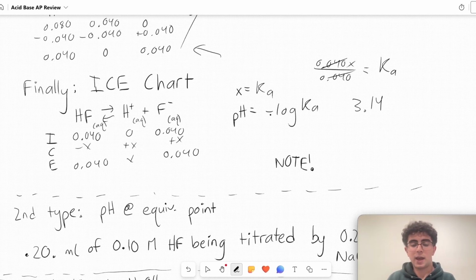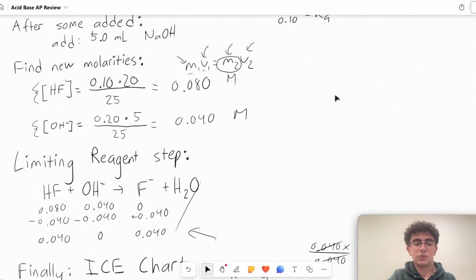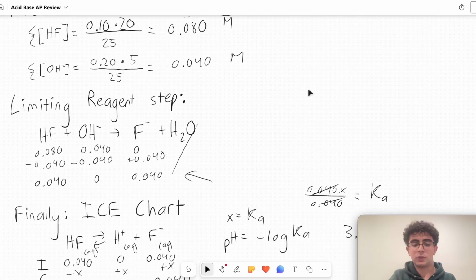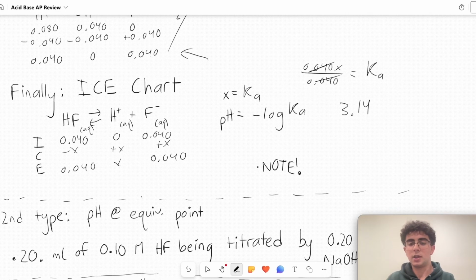That's because we were at our half equivalence point. So a shortcut to this method is if you just reached here and you notice that your titrant is half the molarity of your thing you're titrating, that means you're at the half equivalence point. And if you're at the half equivalence point, if that molarity is half of your acid or base that you're titrating, that means you can use the formula that pH equals pKa. In other words, the pH equals the negative log of the Ka.